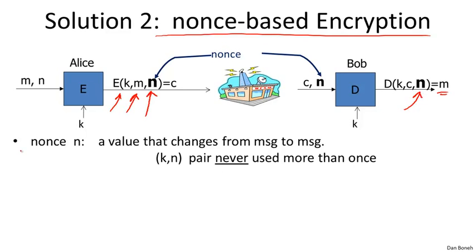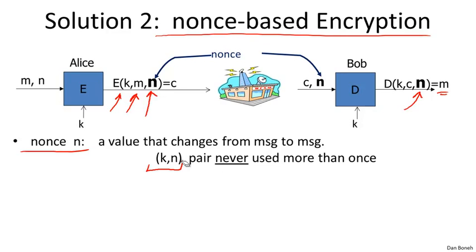So what is this nonce value n? This nonce is a public value. It does not need to be hidden from the adversary, but the only requirement is that the pair (k, n) is only used to encrypt a single message. In other words, this pair (k, n) must change from message to message. There are 2 ways to change it. One way is by choosing a new random key for every message, and the other way is to keep using the same key all the time, but then we must choose a new nonce for every message.